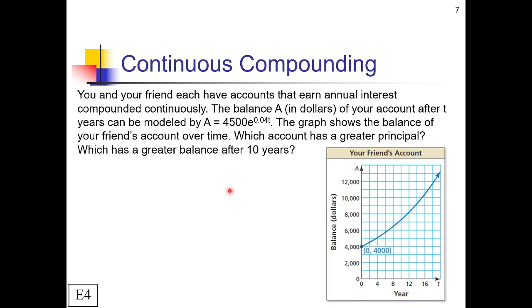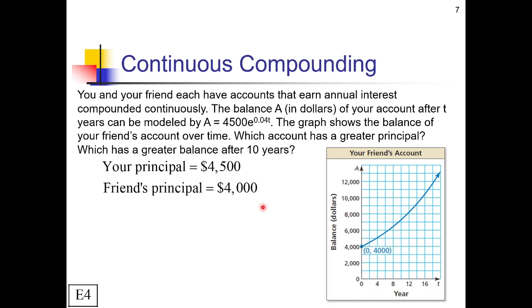All right, so let's do principal first. So your principal, based on this formula, is going to be this 4,500. That's your P value right there. Your friend's principal is just going to be the starting amount at year 0 on this graph, which they've spelled out for us. It's exactly 4,000. So based off of that, your principal is clearly more than your friend's. You started with more money in the bank. Now let's see what happens after 10 years.